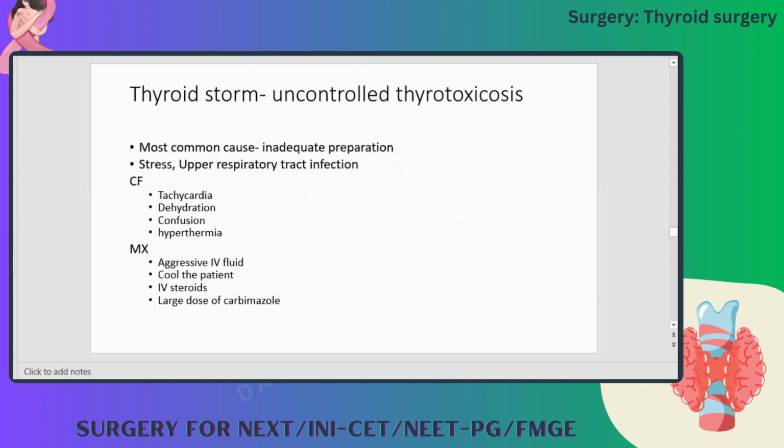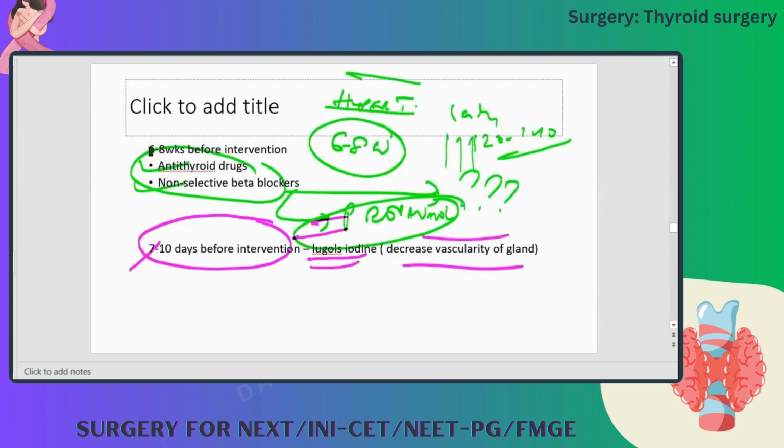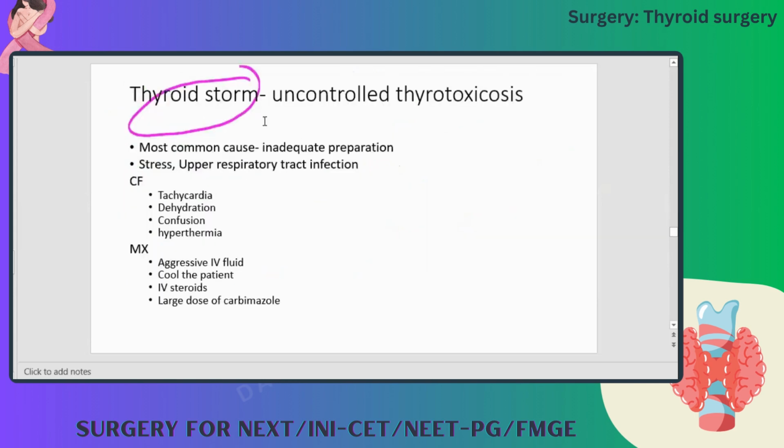And there is an entity called thyroid storm. If you don't prepare in this manner, this is the manner you have to prepare. The preparation should start 2 months early and 10 days before another treatment. Inadequate preparation will lead to thyroid storm. What happens if you don't prepare and you just operate on a thyroid case? There will be thyroid storm. The patient will have tachycardia, dehydration, confusion, hyperthermia.